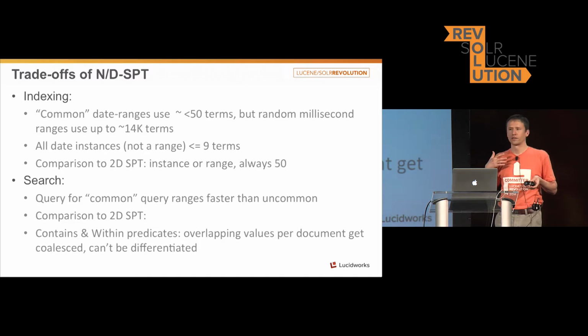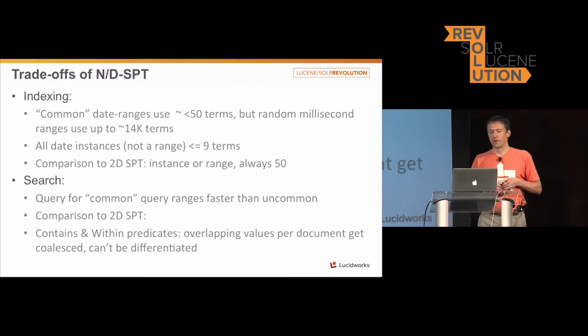So if your queries are typically not random millisecond ranges, if they're like, I want to say everything within a certain given year, that ends up being very, very fast. That ends up being basically a term lookup. It's every parent as well, so it ends up being 5 terms or something like that. But it's extremely fast for that.